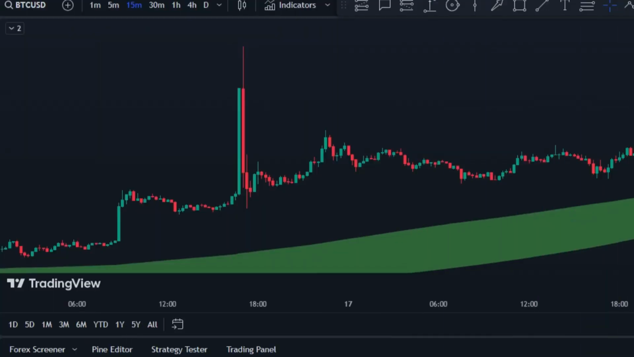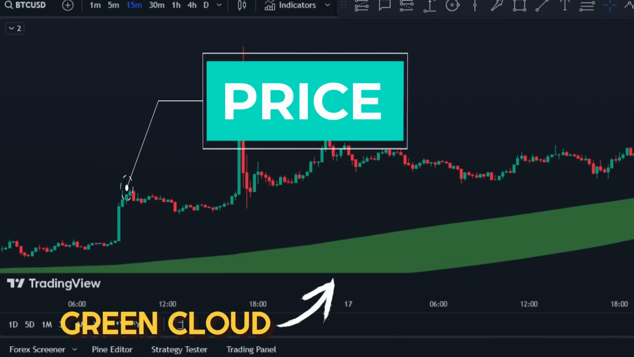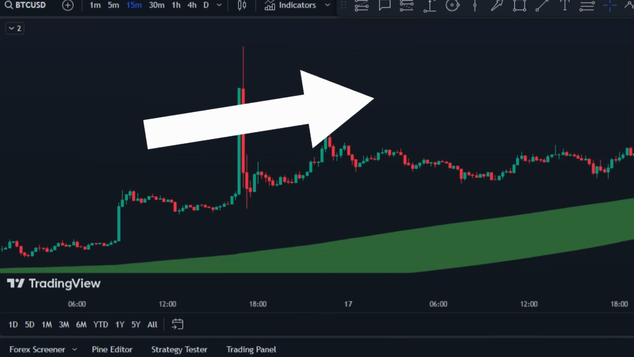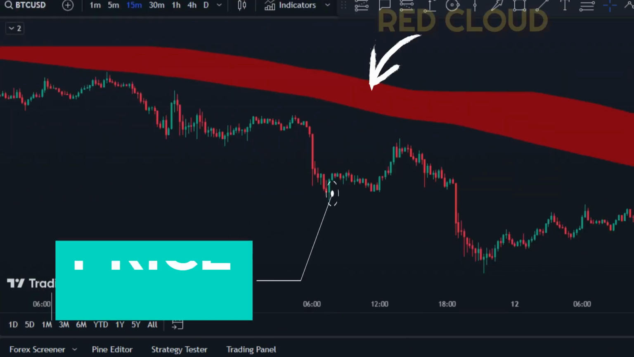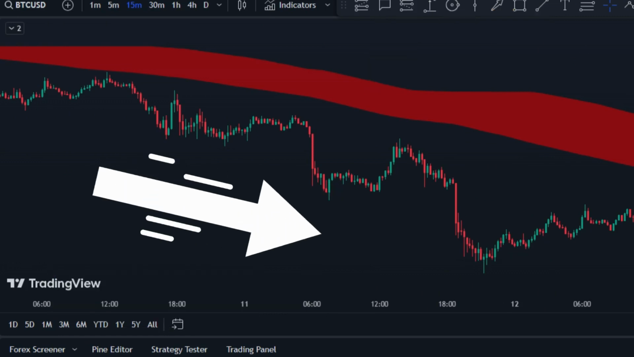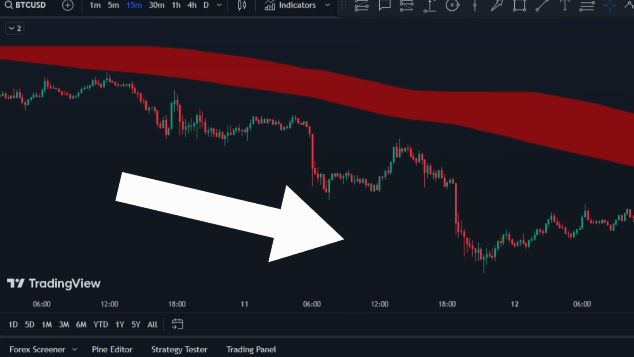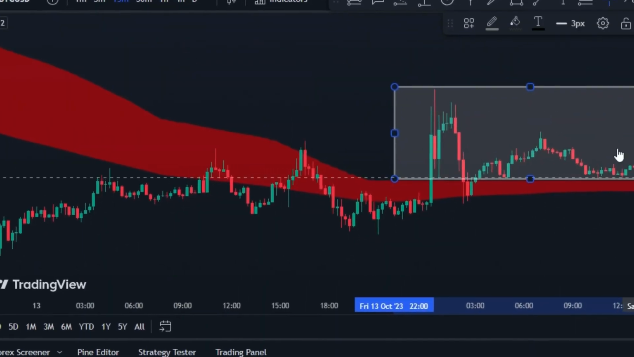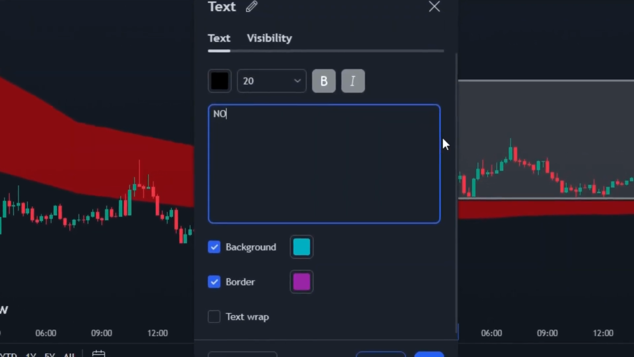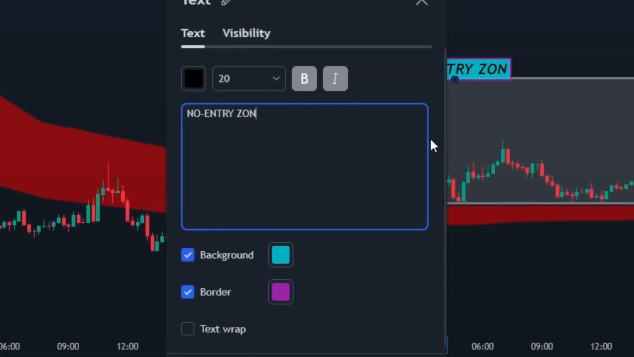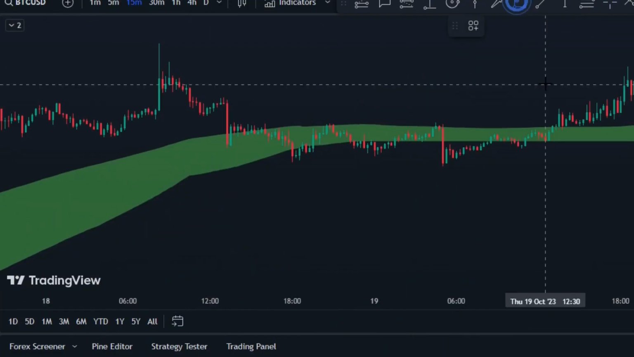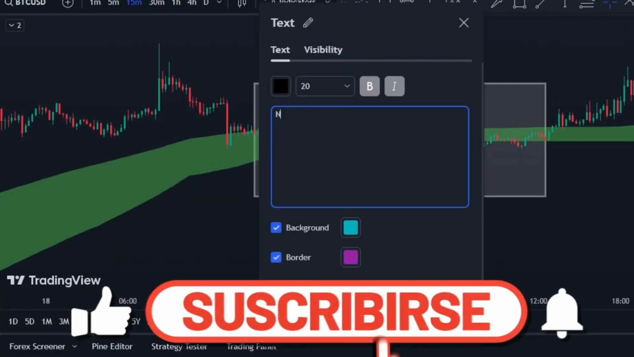Now, here's the important part. If the price is above the green cloud of the corrected moving average, it means the market is going up. But if the price is below the red cloud of the corrected moving average, it means the market is going down. But there's a catch to using this indicator. If the cloud is red but the price is above the red cloud, it means we should not trade. Same thing if the cloud is green but the price is below it. That's a no trade zone.